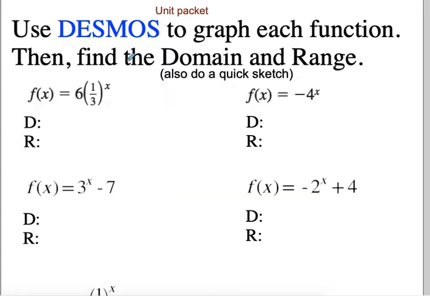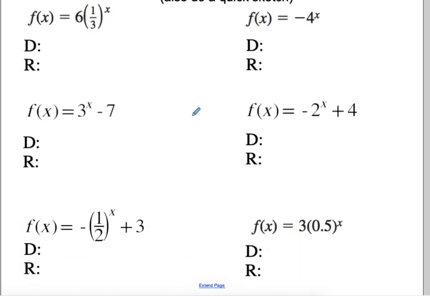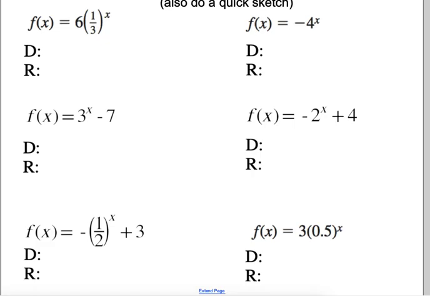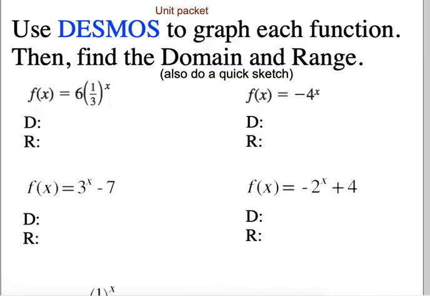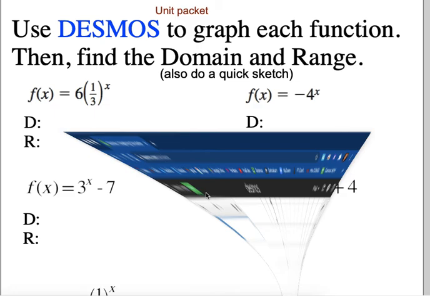So I want you to move on to the next room after I finish this little skit up, and work out all of these problems on this, and be able to answer the questions that are directly below it right here. I'll show you what I'm looking for, and I'd also like you to do a quick sketch. So go open up Desmos and type 6 to the 1/3 x.